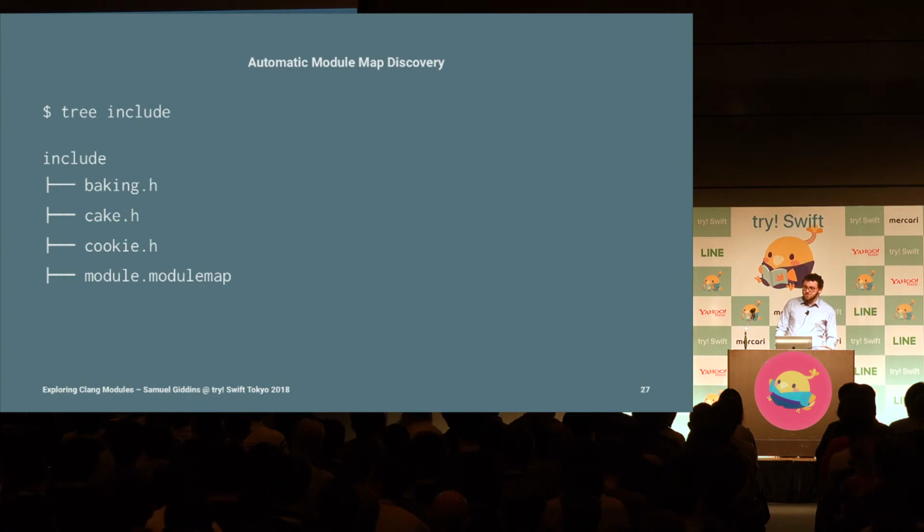When Clang encounters a module.modulemap file in any directory in your header search paths, it will go ahead and automatically parse that module map and treat any headers that it covers as being a part of the module. That doesn't happen if you name the file something else, like baking.modulemap, and pass it explicitly to the compiler with the -fmodule-map-file= flag.